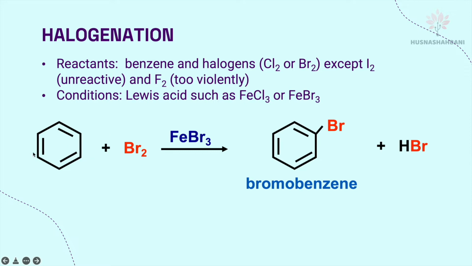For example, here, aromatic compound reacts with bromine in the presence of catalyst FeBr3. One Br atom from this bromine replaces or substitutes one hydrogen atom here, and that hydrogen atom will form bond with another bromine atom from Br2 as the side product. So the product will be bromobenzene and HBr.